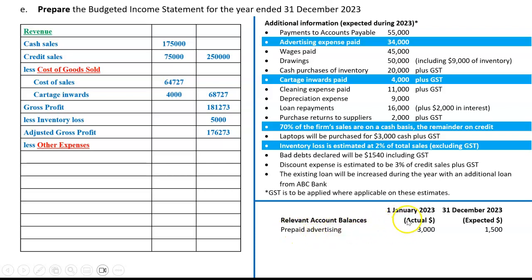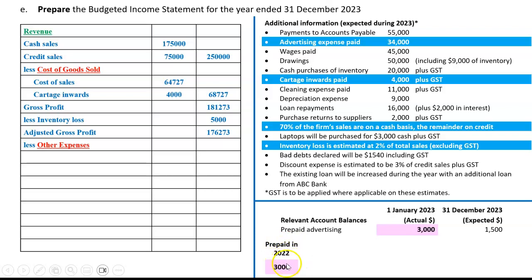It says prepaid at the 1st of January, which is the beginning of our budget period, it's 3,000. And then we expect it to be 1,500 at the end of the budget period, which is the end of 2023, at the end of December. So I guess what I'm thinking is, do I just put advertising here as 34,000? We don't. What we want to do is just realize, so if this figure here at the beginning of the period is 3,000, that is an expense for 2023, and it was prepaid in the prior period, which in this case is 2022.